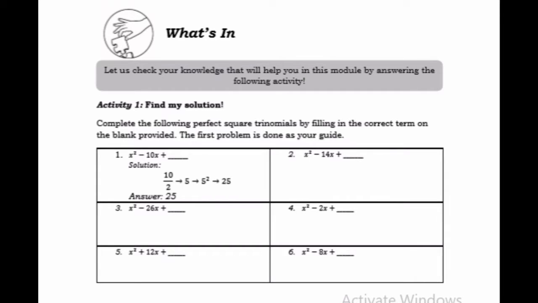What's in? Let us check your knowledge that will help you in this lesson by answering this activity. Activity 1. Find my solution. Complete the following perfect square trinomials by filling in the correct term on the space provided. The first problem is done as your guide.